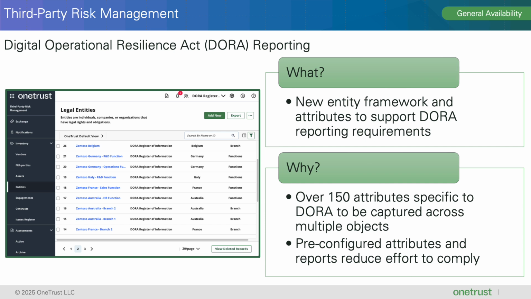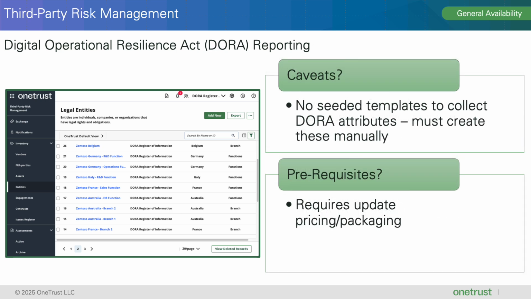In addition to these new attributes, we've also built in reporting that generates a one-to-one match with what the ESA is expecting our customers to submit. A few items to note about the new DORA features. First, while the attributes now exist for DORA reporting, you must still modify or create new assessment templates to gather the required attributes. Additionally, to see these updates, customers must be subscribed to our new solution packaging. Let's look at this in more detail.